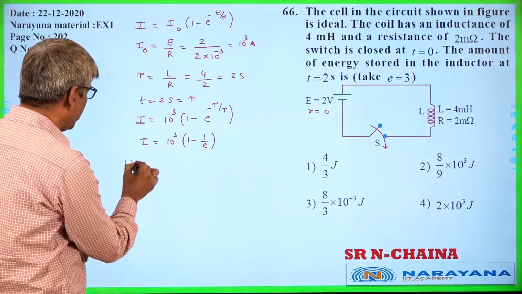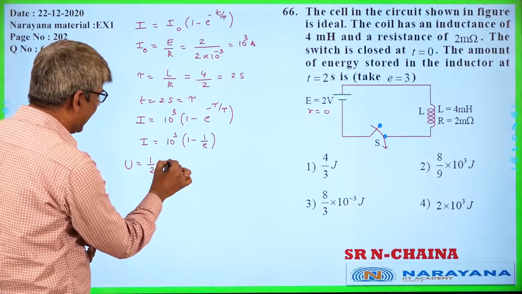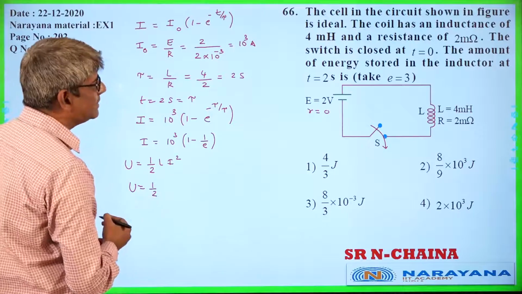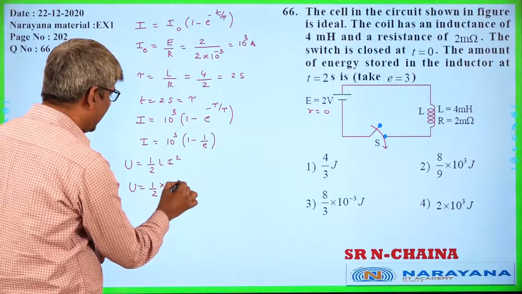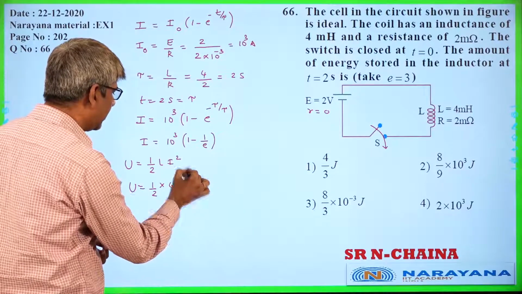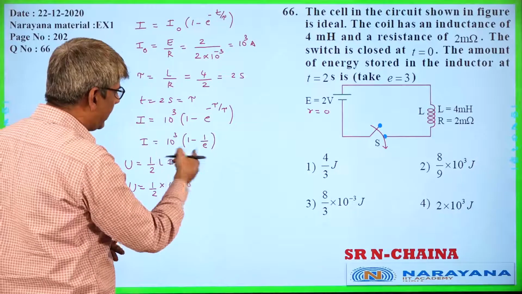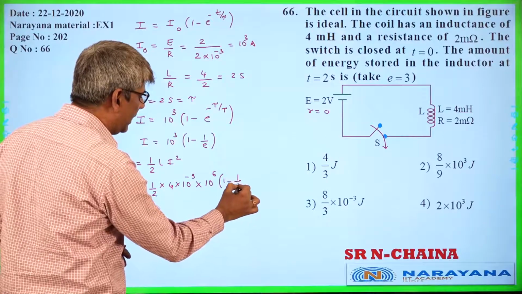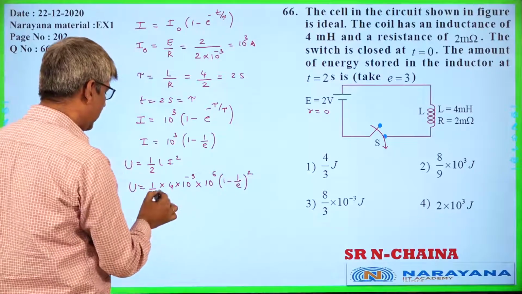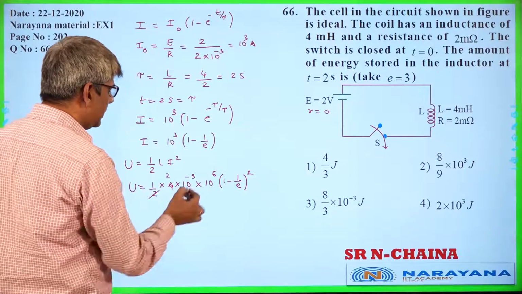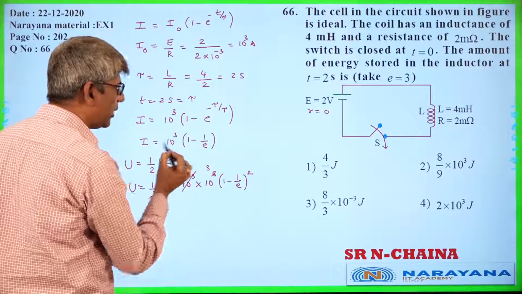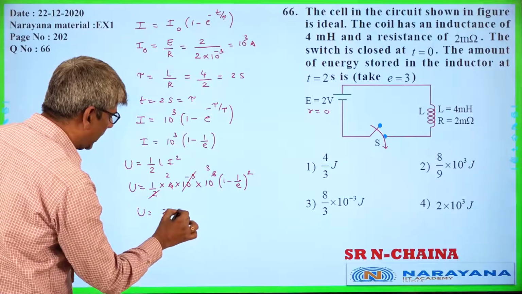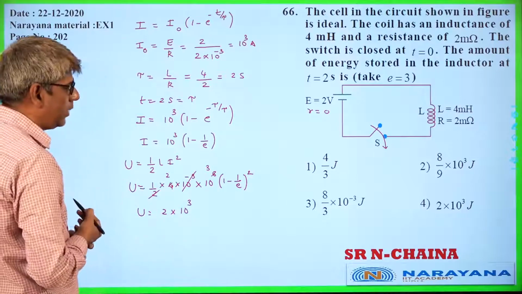Now U is equal to half L I square. Inductance is given as 4 milli, 10 power minus 3. I square gives 10 power 6 into 1 minus 1 by e whole square. So half of 4 is 2, and this 10 power minus 3 cancels out, leaving 10 cube. U is equal to 2 into 10 cube, times 1 minus 1 by e whole square.